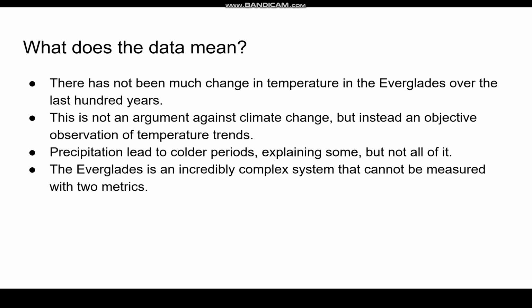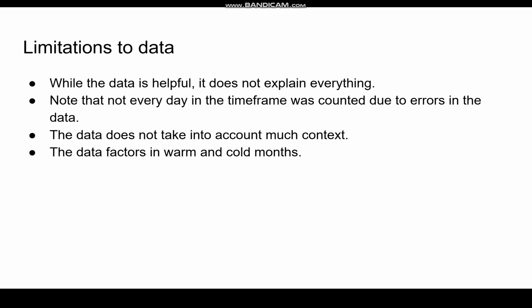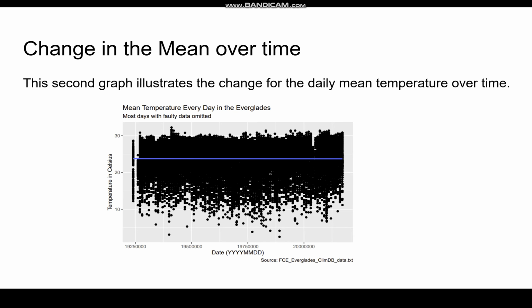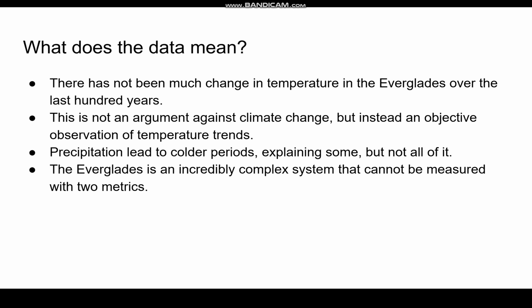And now, of course, the big one. What does it mean? As we can see, based off of this graph right here, there hasn't really been that much change in temperature in the Everglades, at least not on average, over the last 100 years. Right, 1924 was when it started, and it's 2025 now. And so keep in mind that this is in no way an argument against climate change. That is not what this is intended to do. This is a simple observation of the Everglades. And again, I also want to hammer this point home, not meant to influence you in any way.